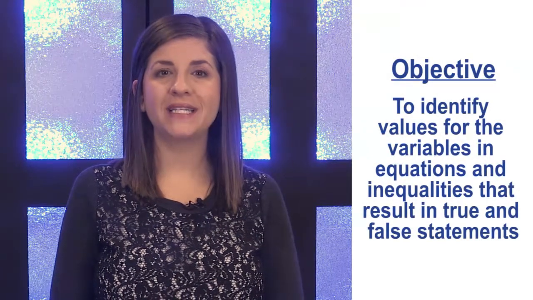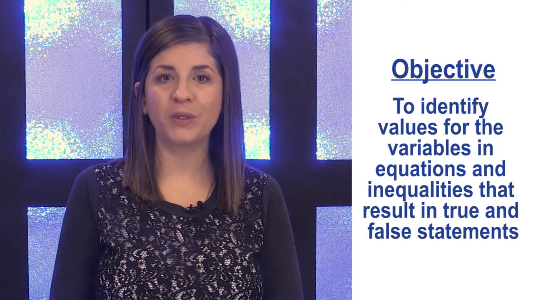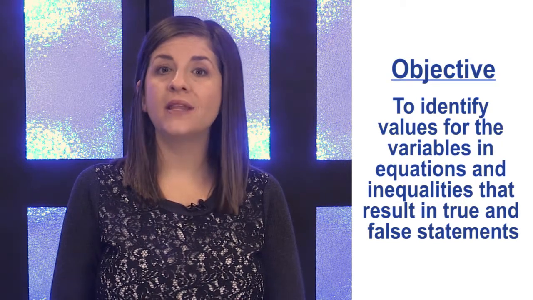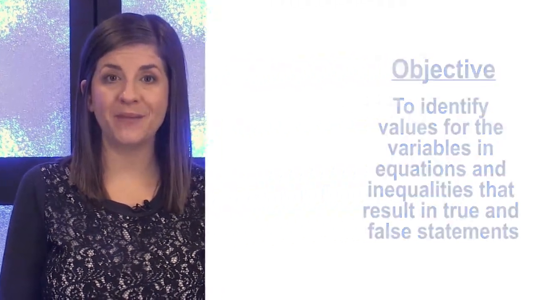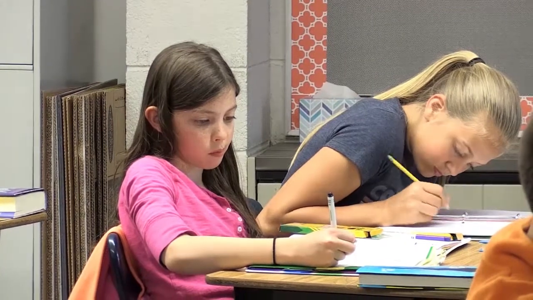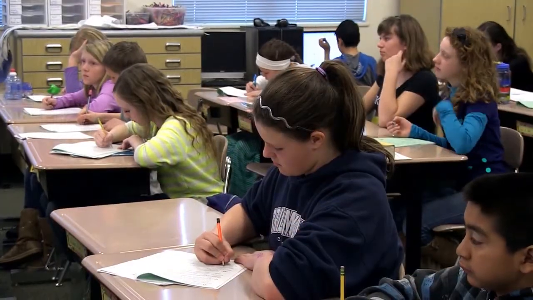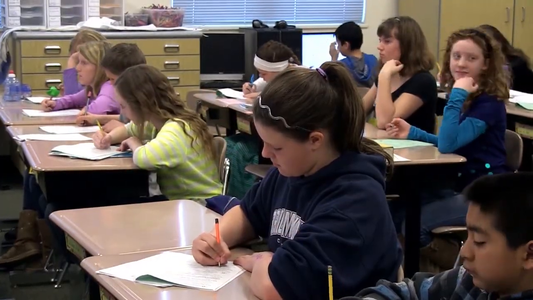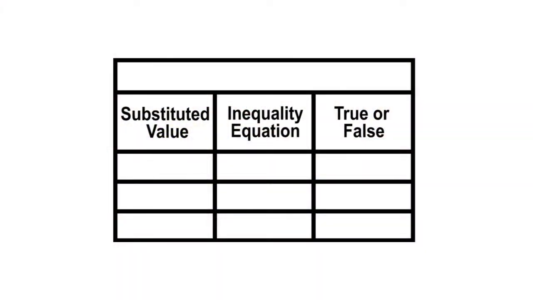The objective of this lesson is to identify values for the variables in equations and inequalities that result in true and false statements. In previous lessons, students have substituted variables for values that made equations and inequalities true. Students have written inequalities and equations to represent a pattern. Today, they will extend their knowledge by using a table to discern a pattern or structure to the values that make an inequality true or false.